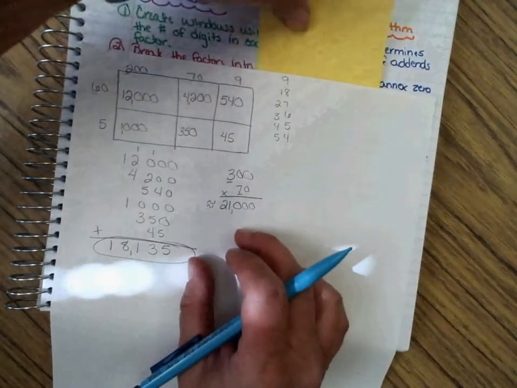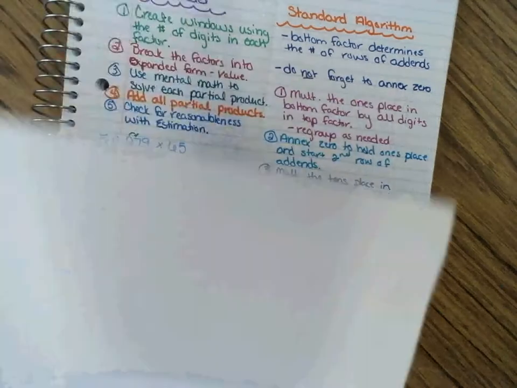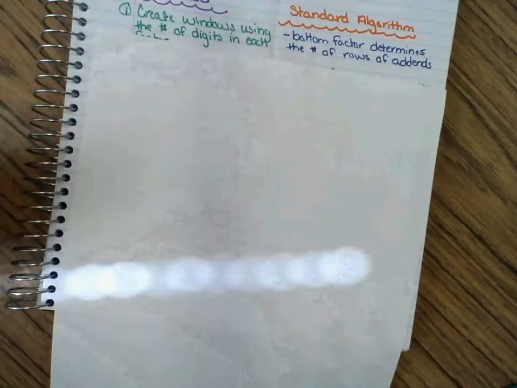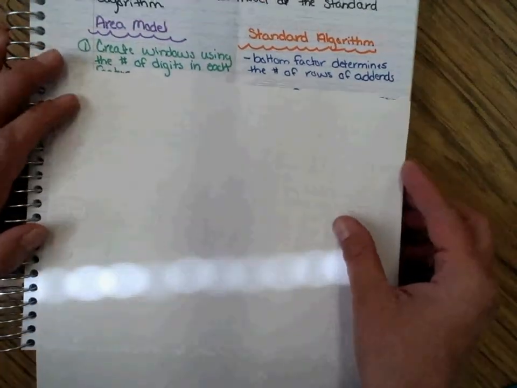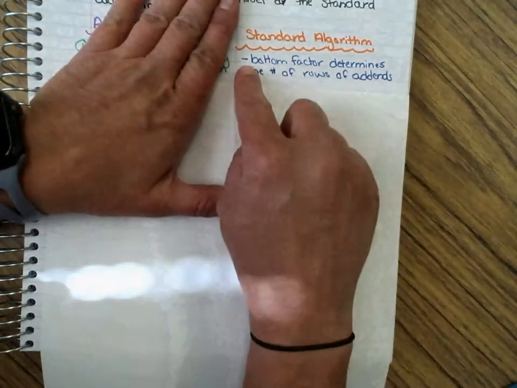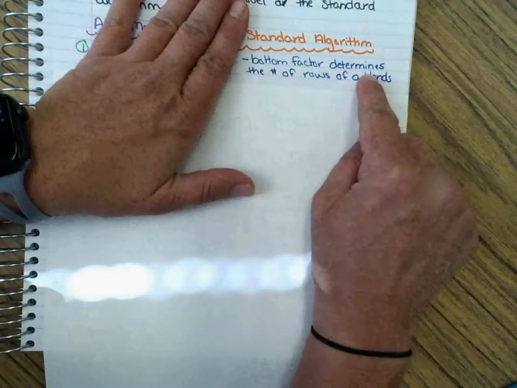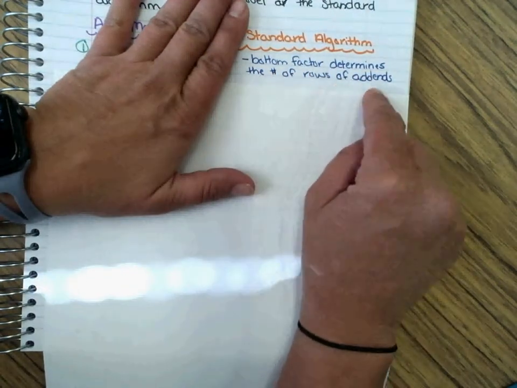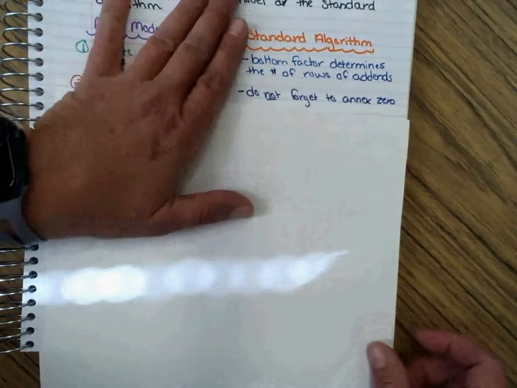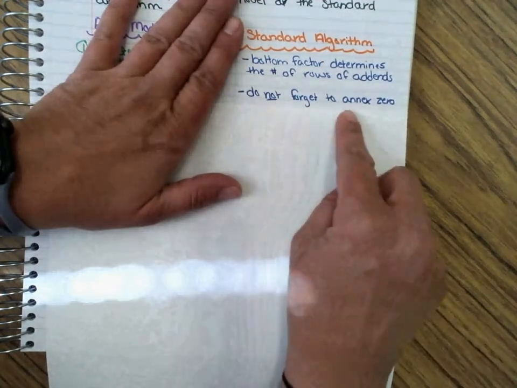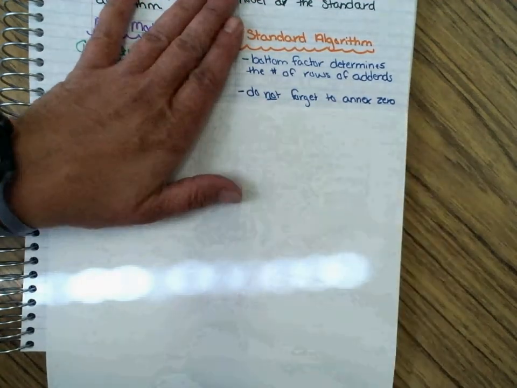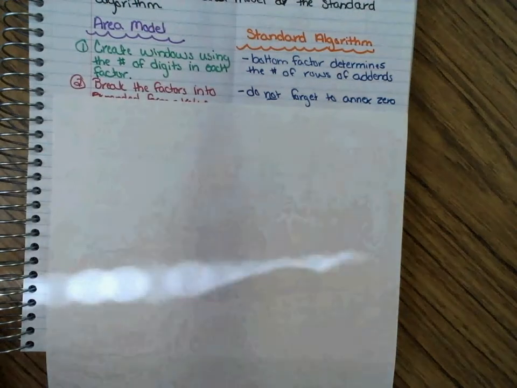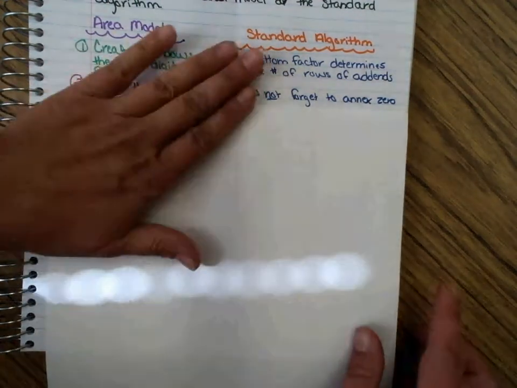Okay. So here we go. We're going to look at the standard algorithm. So on the right hand side, the bottom factor determines the number of rows of add-ins. Do not forget to annex a 0. That's one of the many things that I see students doing, is they forget to annex a 0.